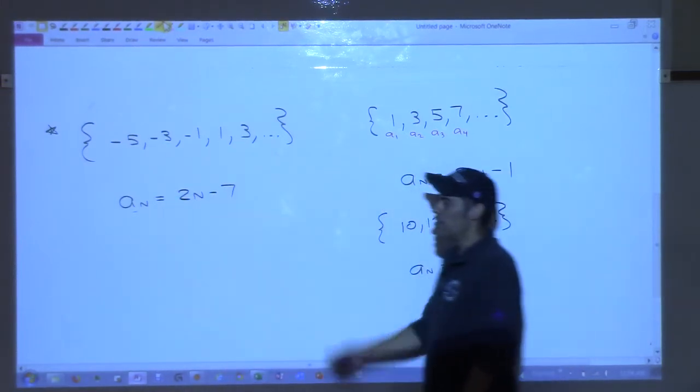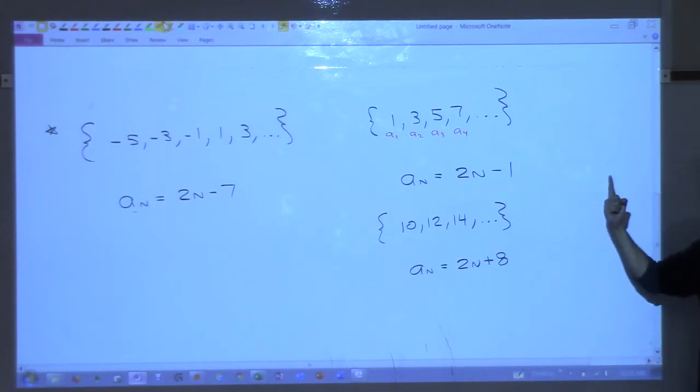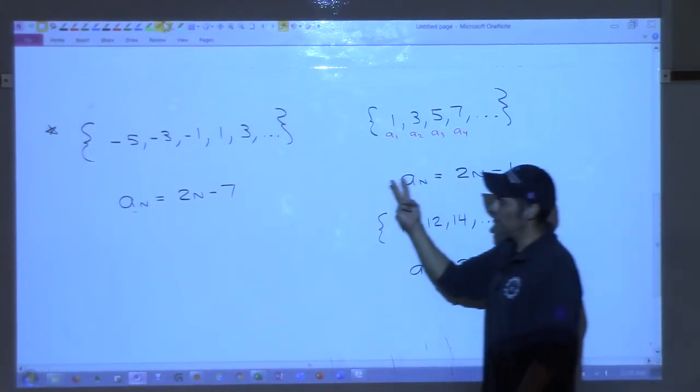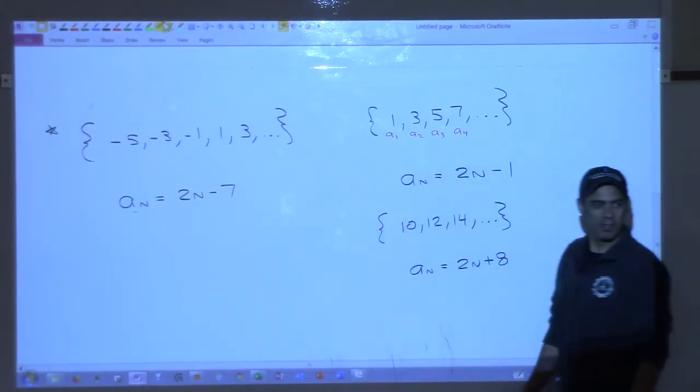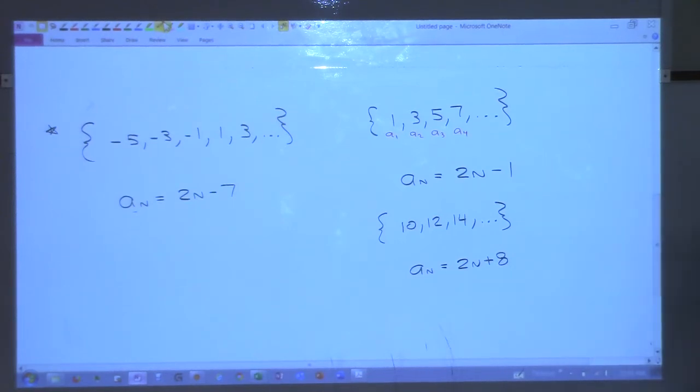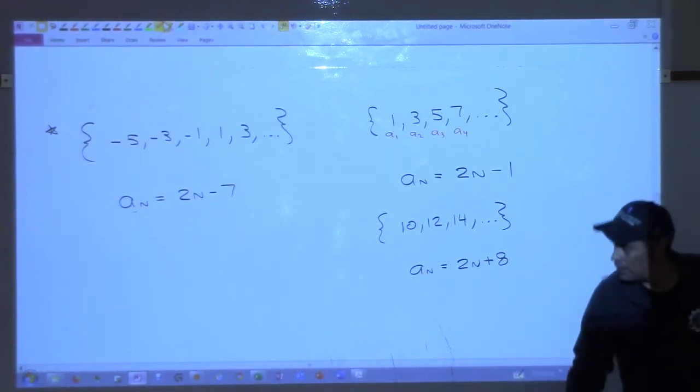Does it work? What happens if you plug in 1? Negative 5. Plug in 2. Right? It works? So that 2n is really nice because if I give you any list of odds or any list of evens, you can somehow use that 2n to kind of figure out where you need to start. Yeah? Okay, let's try another one.